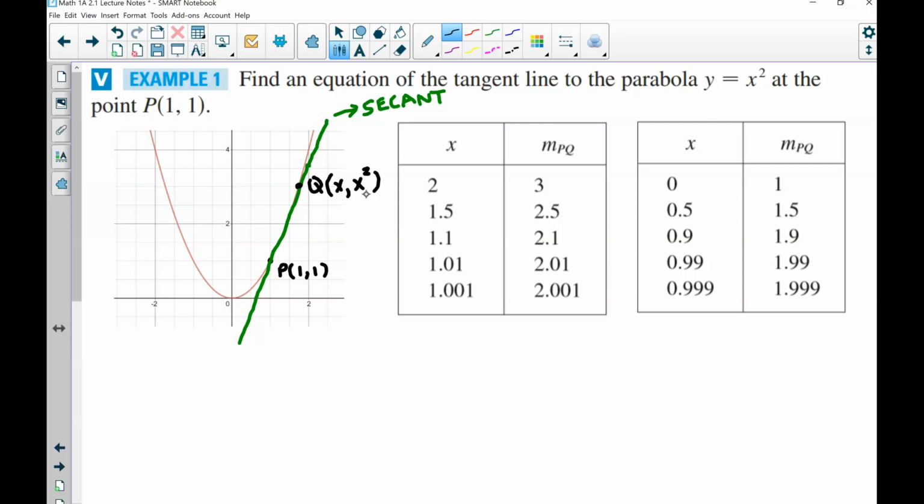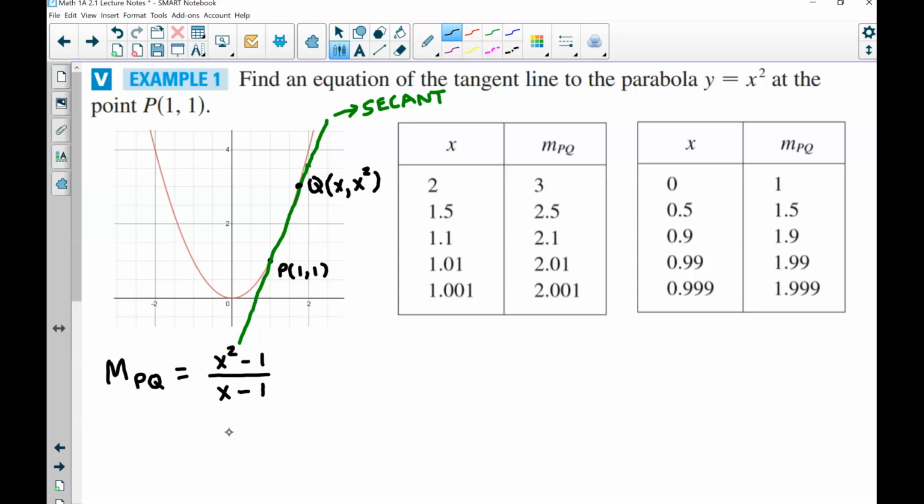Now in this scenario, we want to find the general slope formula, meaning the slope of PQ, because that's what we want to find. So I'm going to write down the general form for that. We use our slope definition: y2 minus y1 over x2 minus x1. So y2 in this case is x squared, and then we're subtracting y1, all over x2 minus x1. That is our general slope form for this particular equation.